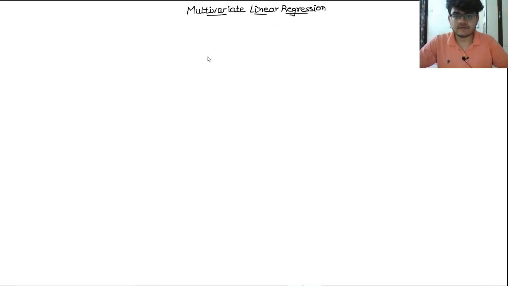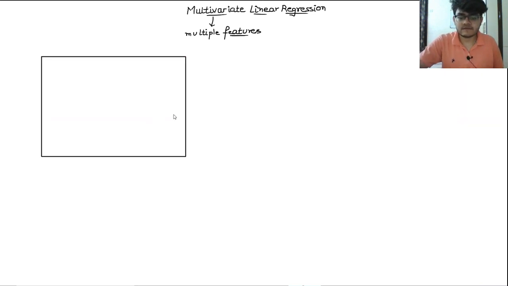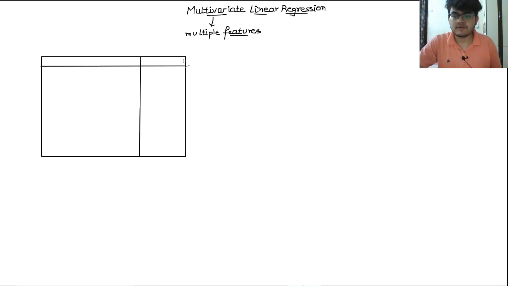So the very first thing that I'm going to show you is what exactly is the meaning of multivariate. Multivariate basically means that you have multiple features. So I'm going to write here, multiple features. So what exactly is a feature? Now I'm going to take our very old example of housing prices, where we have prices as the output and we have area as the input, which was our x.